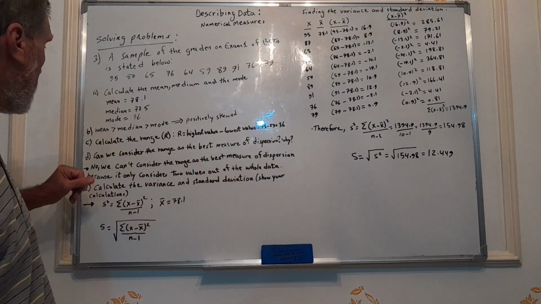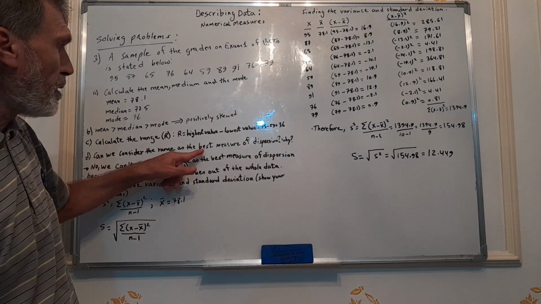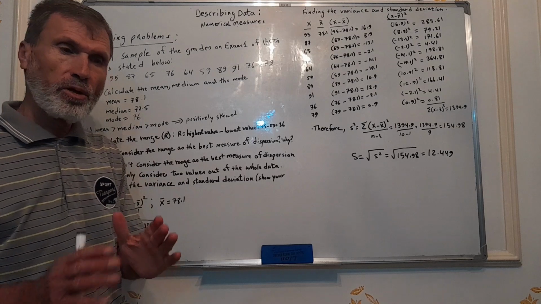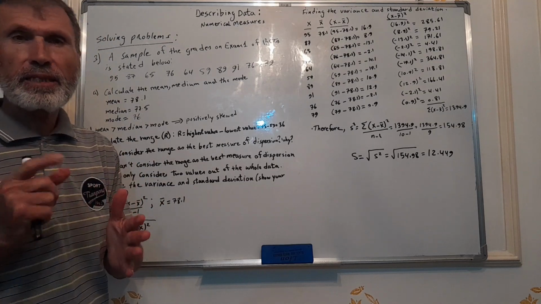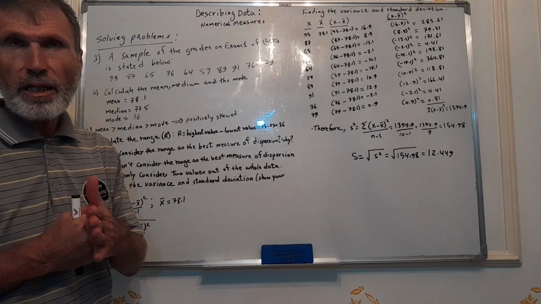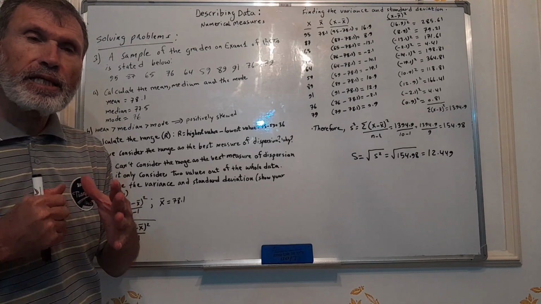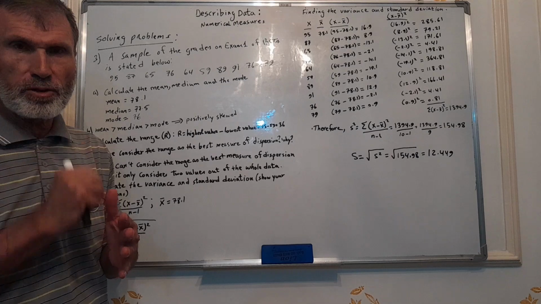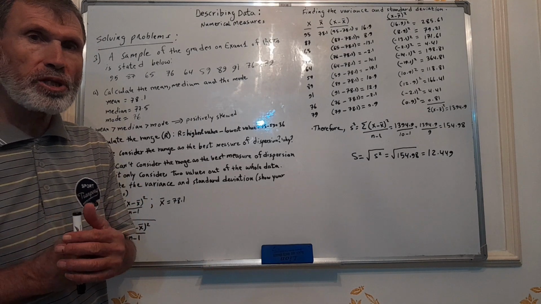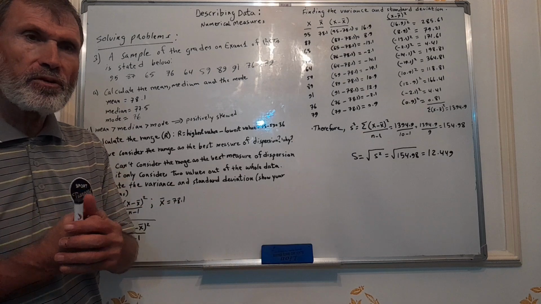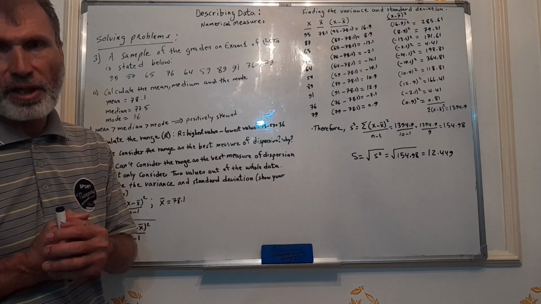Now it's asking, can we consider the range as the best measure of dispersion? The range is the simplest measure of dispersion. However, it's not the best measure of dispersion. Why? Because it takes into consideration only 2 values, the highest value and the lowest value. It does not take into consideration all of the data. Therefore, this is one of the weaknesses of the range.